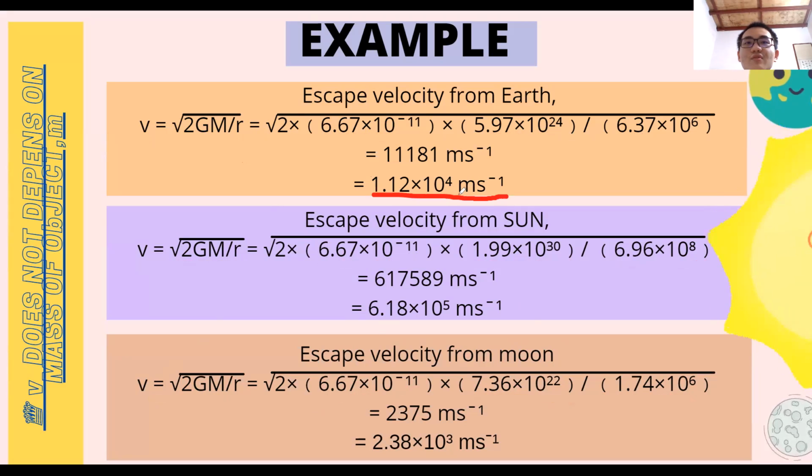Escape velocity from Earth is 1.12 times 10 to the power of 4 meters per second. From the Sun, 6.18 times 10 to the power of 5 meters per second, and from the Moon, 2.38 times 10 to the power of 3 meters per second. As we know, v equals the square root of 2GM over r. So we find that v does not depend on the mass of the object, which is the small m. It depends only on the body it is orbiting around.